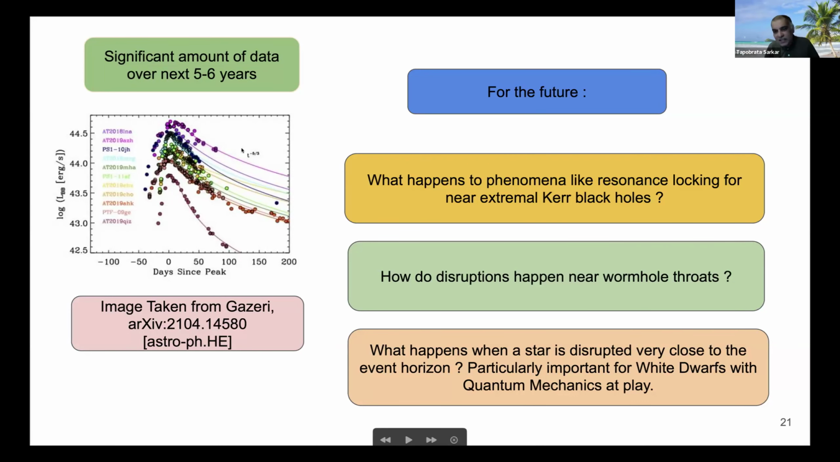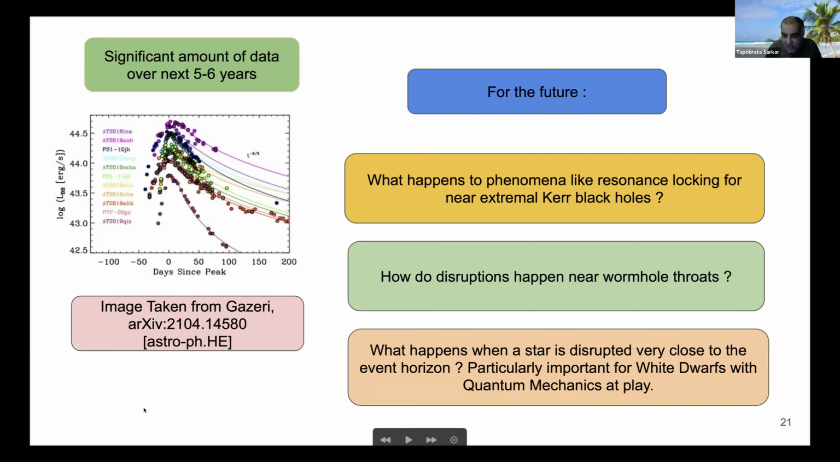That's one important question that we are looking at. And there are things like resonance locking for near extremal Kerr black holes, how these happen, and what type of signatures they can produce is something that we are interested in. The second thing is how disruptions happen near wormhole throats where the energy conditions are violated. So you don't have a singularity, but you effectively have a throat. Could you actually look at some tidal disruption effects? Because there is a lot of literature on gravitational lensing and shadows for wormholes, and as people say, these may be very similar to black holes. So is there a way to distinguish them from real dynamics?